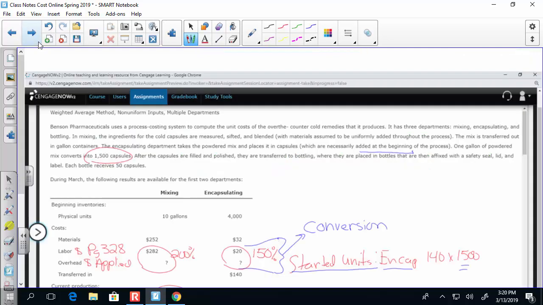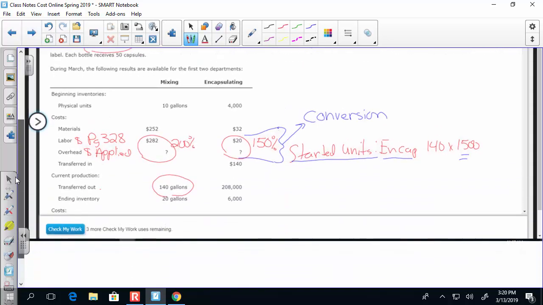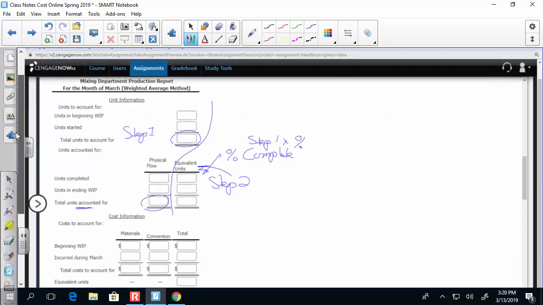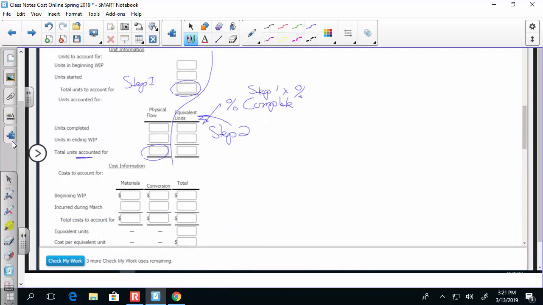Now I also showed in CNOW the layout of the problem is similar to the book. I talk about the 200. I talk about the 150 conversion and how to get the question mark computed. I also mentioned that this started units in the encapsulating department has to be multiplied by the 1,500 capsules to convert gallons to capsules. But also know the production report in CNOW is different than what you're doing on your Excel spreadsheet if you're following example exercise 65.